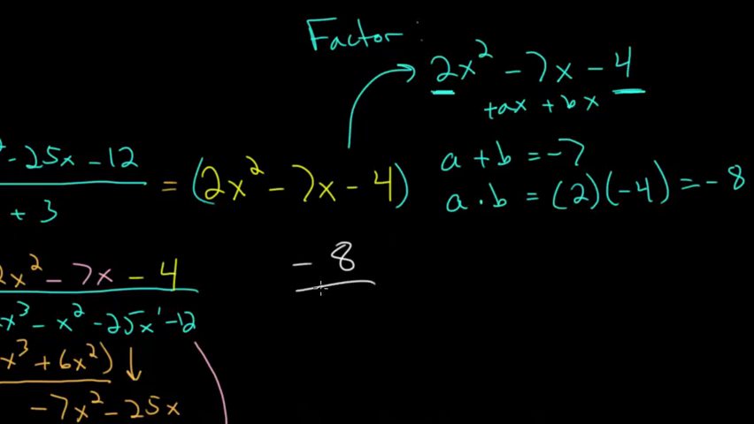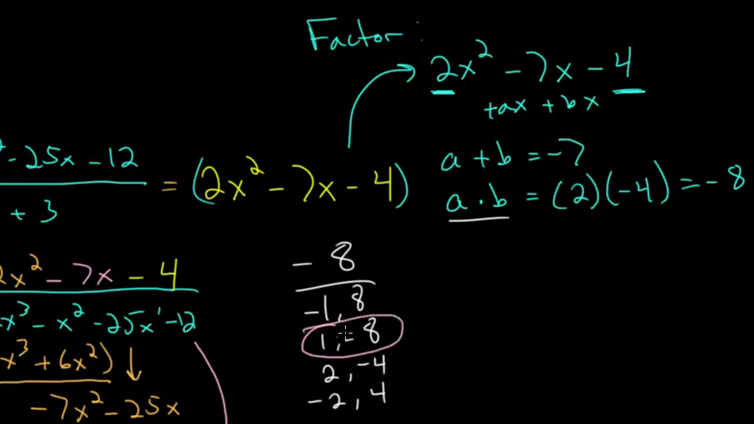Minus 8, we want to look at its factors. Could be minus 1 and 8, 1 and minus 8. Honestly, the numbers might jump out at you right away, but sometimes, like I said, they're not obvious. And when they're not obvious, just write out the list of all the known factors of whatever your numbers are going to multiply to. So we can do 2 and negative 4, or negative 2 and 4, and those are all the known factors of negative 8. And we need them to add to negative 7, so that would be 1 and negative 8.